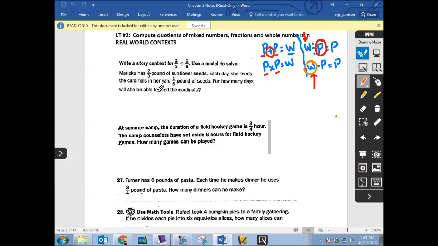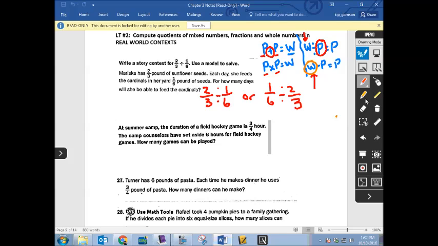Good. Okay. So Mariska has 2/3 of a pound of sunflower seeds. That's how much she has. Each day, she feeds the cardinals in her yard 1/6 pound of seeds. For how many days is she going to be able to feed her cardinals? So I think we're doing division of fractions and mixed numbers, so I think everybody knows that we're either doing 2/3 divided by 1/6, or we're doing 1/6 divided by 2/3.